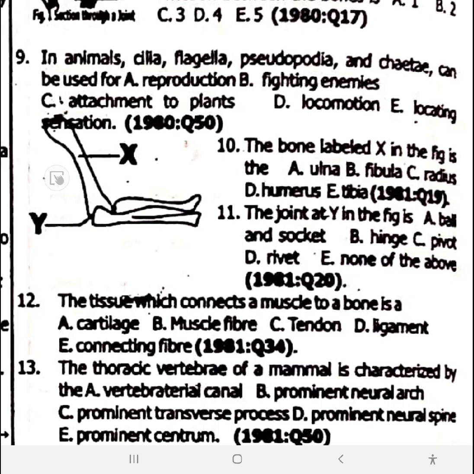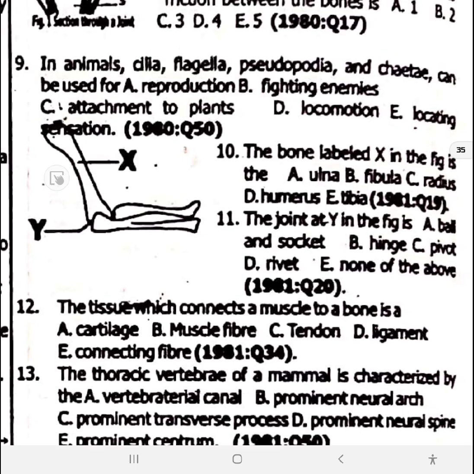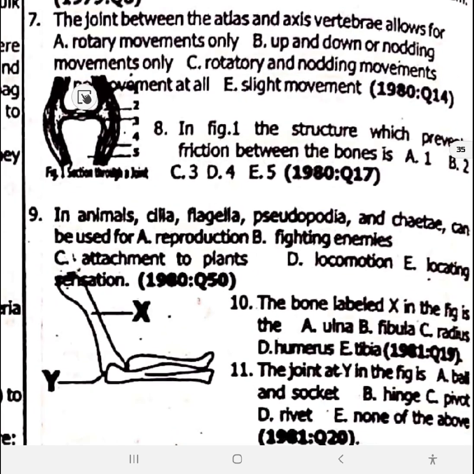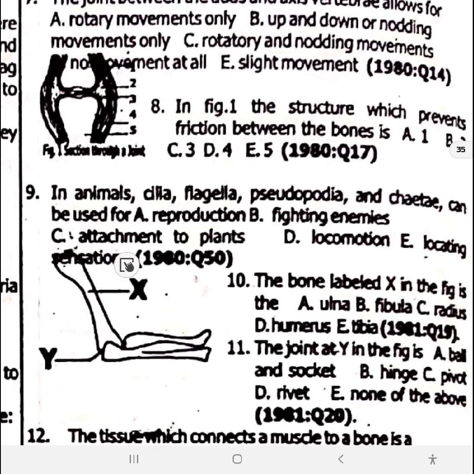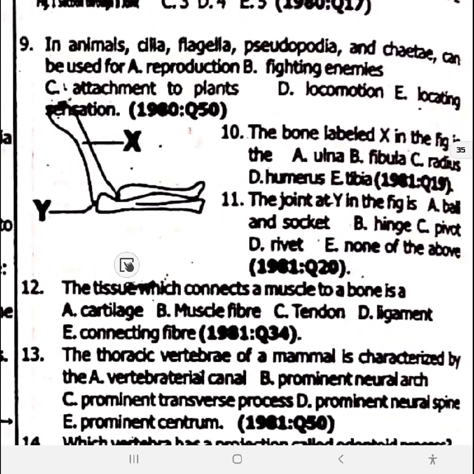Then the next one we have is the pivot joint. Which one is the pivot joint? The joint between the atlas and the axis is called the pivot joint. It's a pivot type of joint. Then we also have movable and immovable joints. Most immovable joints are found in the skull.